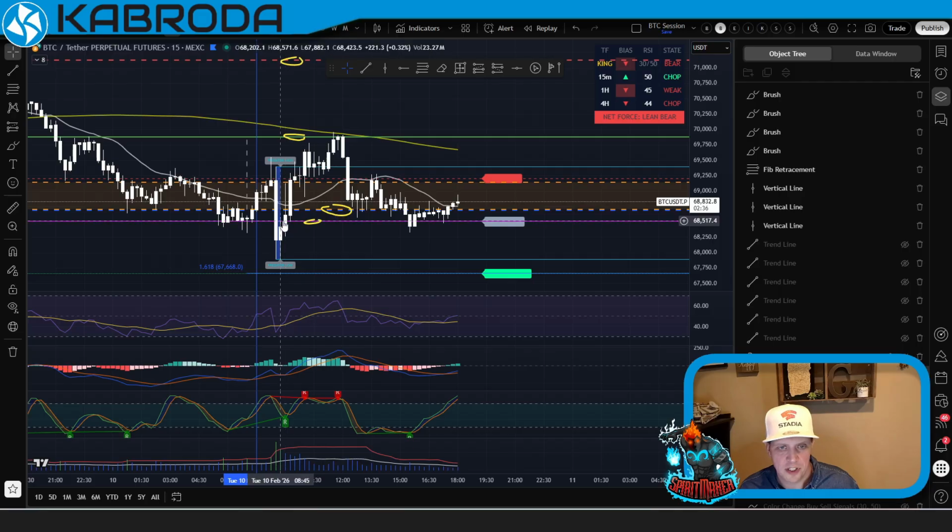Like right now today, you can see the breakdown trigger was down here on this purple line, and the breakout trigger was up here. Well, look at price action, right? Boom, boom, boom, boom, right in between them all.